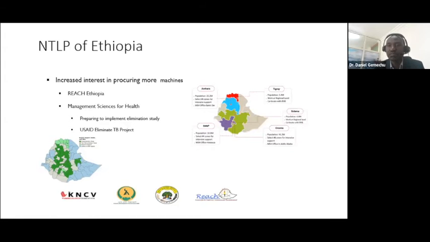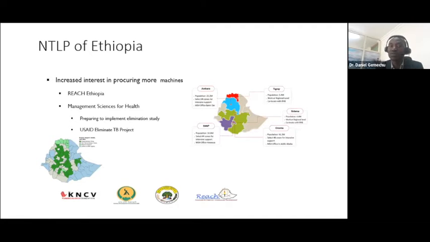So based on experience from this, there has been very much increasing interest in the country to implement this technology. There are local partners now coming in and trying to procure more technology to be used in their operation areas. One is REACH, a local organization, which is now trying to get more technology to be used in urban areas.